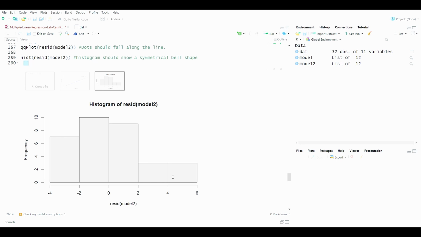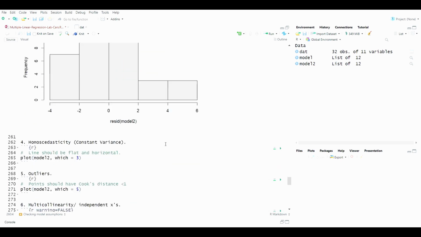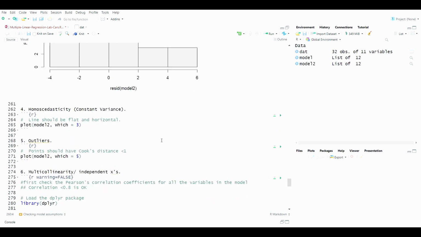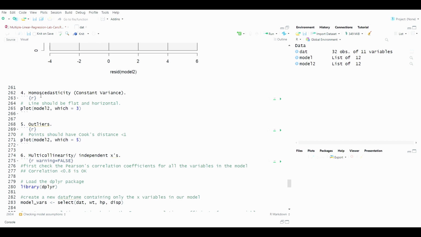A slight right skew to the residuals, but not too far off. I think it's okay to proceed with the analysis, especially as we have a pretty good sample size of 32 observations. Next, we'll check homoscedasticity, or constant variance. Remember, for this, we want our line to be flat and horizontal.